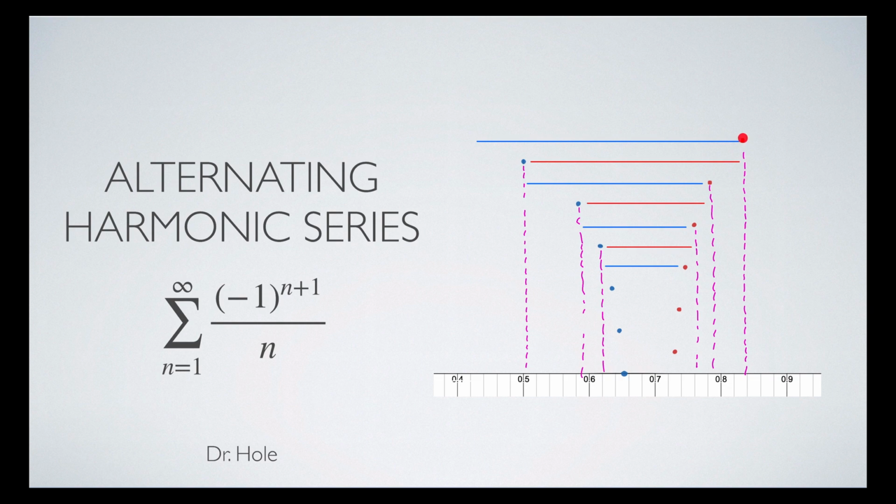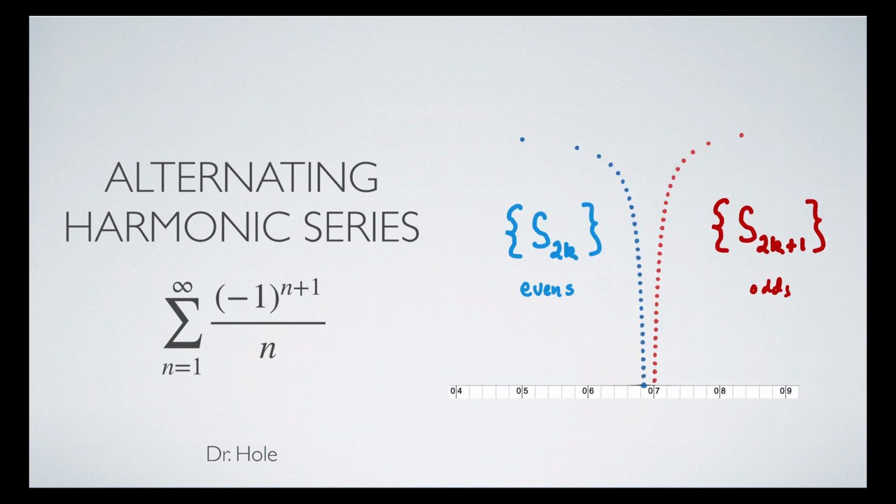Remember that this would represent an odd index, another odd index, another odd index, and so forth. Bring in a few more. So on the left, we're going to have even indexed, and on the right, we're going to have odd indexed partial sums of the alternating harmonic series. And you want to notice that the red dots, in terms of their location, are becoming smaller, but that the blue dots, in terms of their location, are becoming larger.